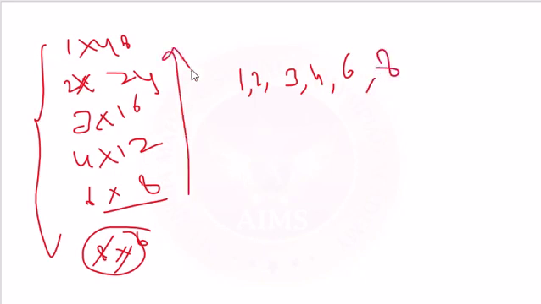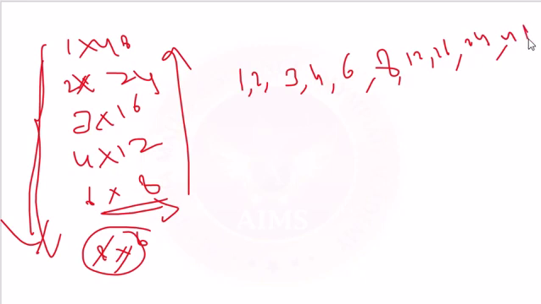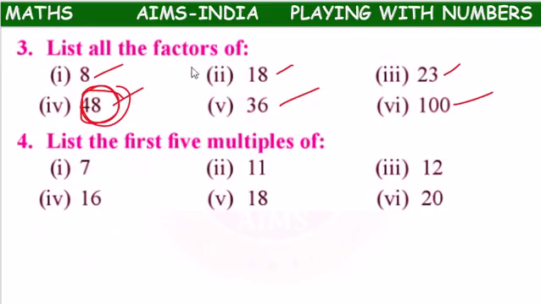So what are the factors? Starting from here, 1, 2, 3, 4, 6, after that 8, and then from here upwards: first downwards, next right side, next upwards. After 8 come 12, 16, 24, 48. That's all. These are the factors. You can find factors for the remaining numbers.